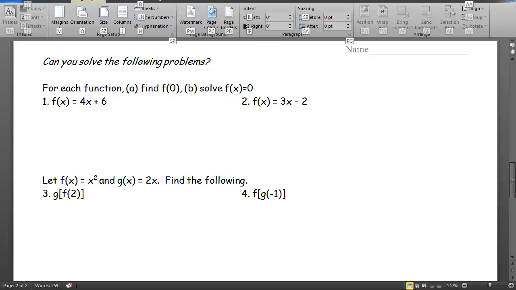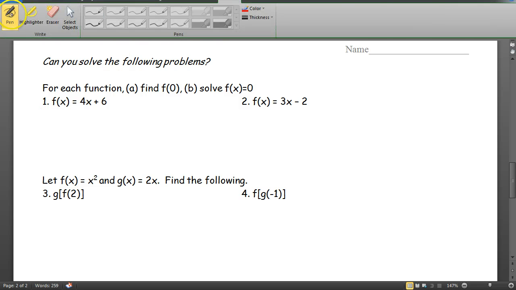Okay, so let's take a look at these together. First of all, it says find f of 0. That's easy. To find f of 0, you just plug in x equals 0, correct? So 4 times 0 plus 6, what is it, guys? Yeah, f of 0 is 6. Now, what about f of x equals 0? That's a little bit different. Now you plug in f of x equals 0, so 0 equals 4x plus 6. So you guys see the difference?